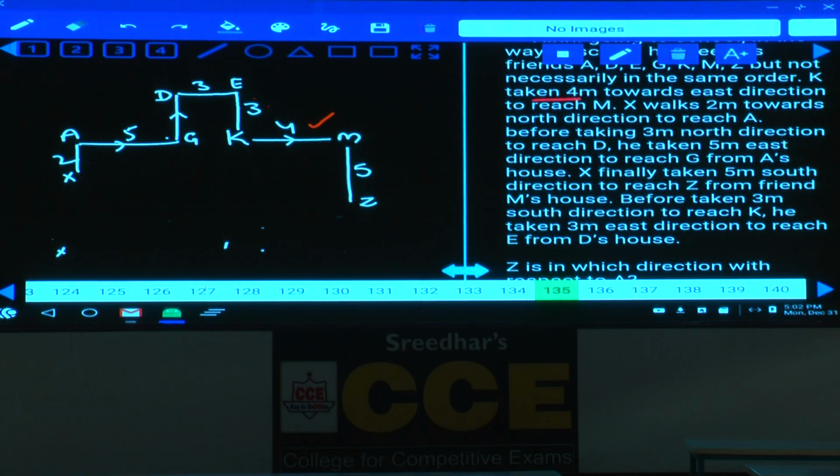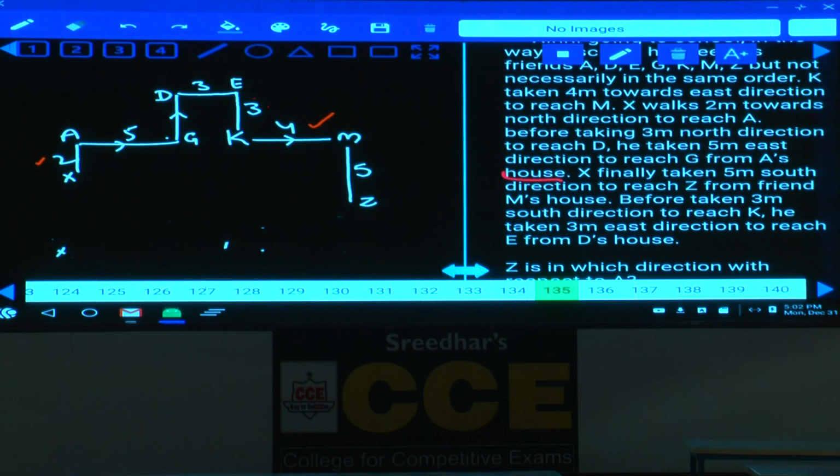X walks 2 meters north direction to reach A. Before taking 3 meters north direction to reach D, he has taken 5 meters east to reach G. Now, sir, in this one let us go in the reverse order. To reach G from A's house, he has taken 5 meters east. And after that, 3 meters north to reach D.